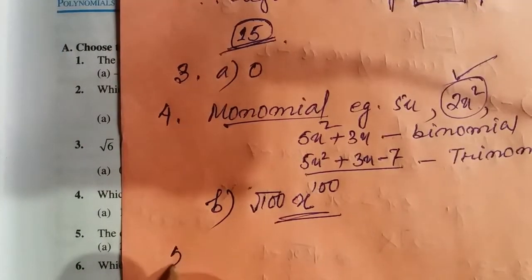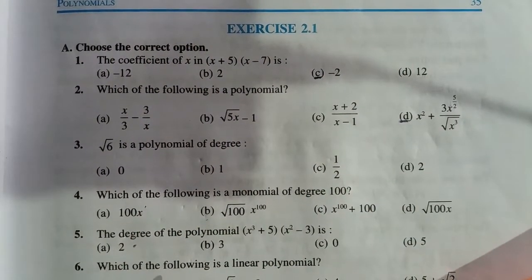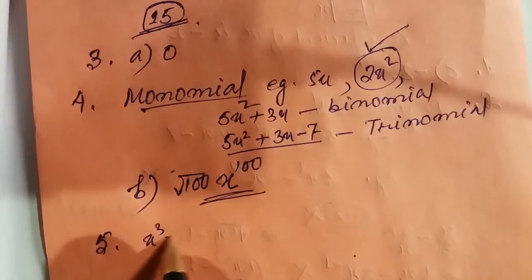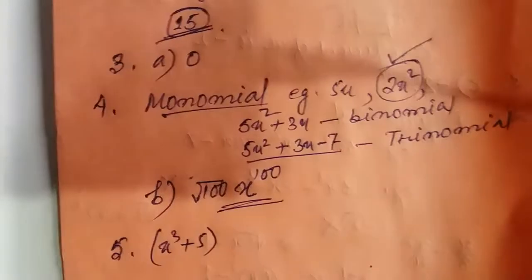Now let's see question number 5. The degree of the polynomial x cubed plus 5 into x square minus 3 is, so this is given in factor form, so first we have to multiply this to find out the degree. So x cubed plus 5, and then x square minus 3.